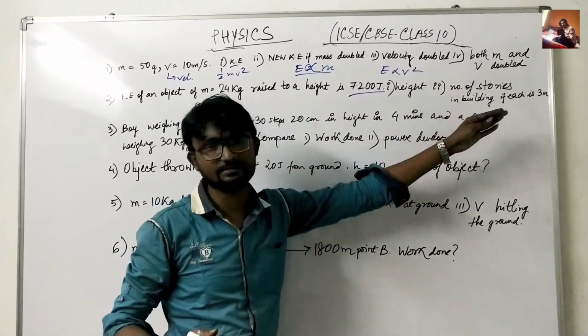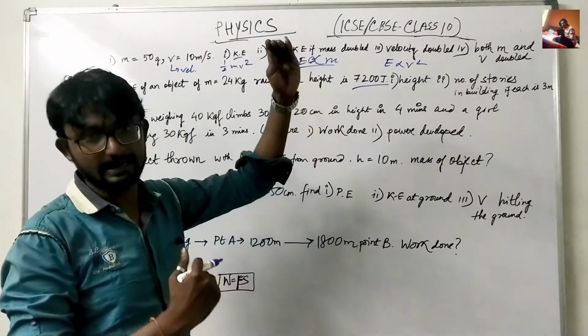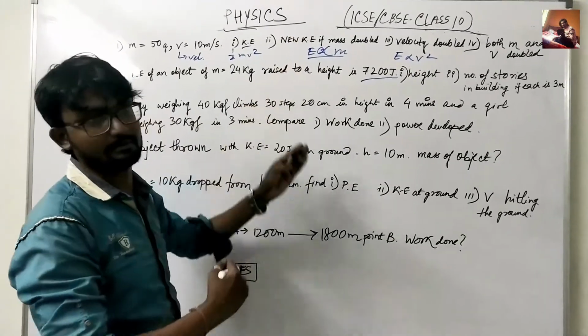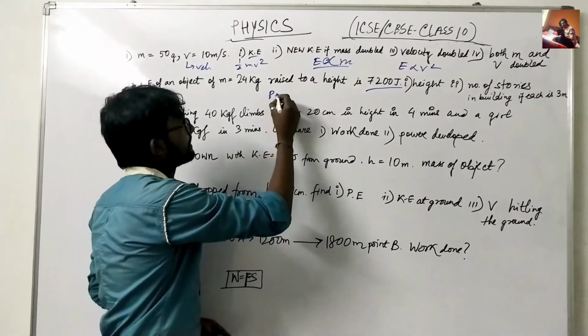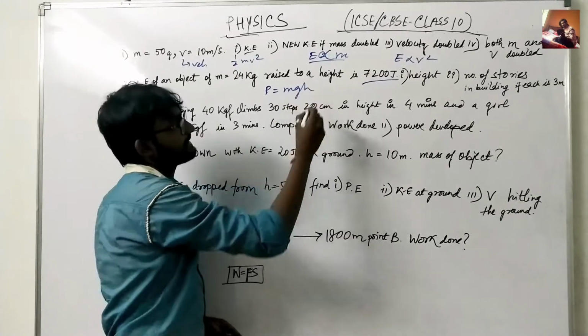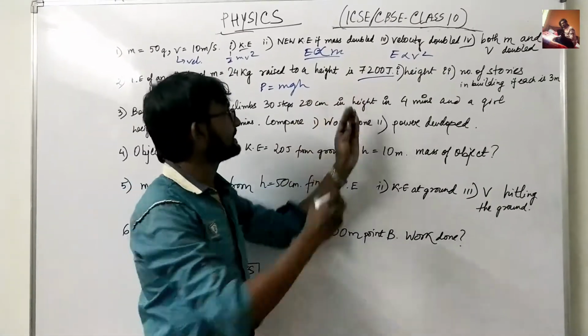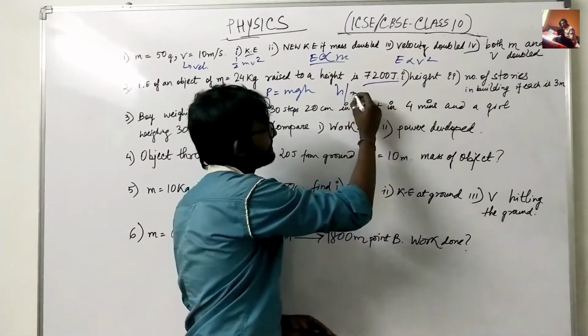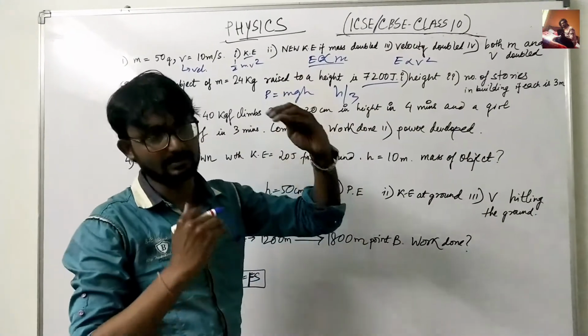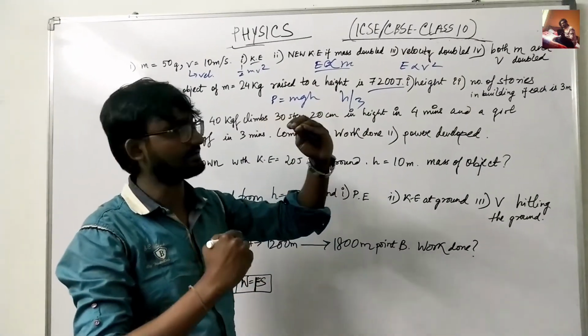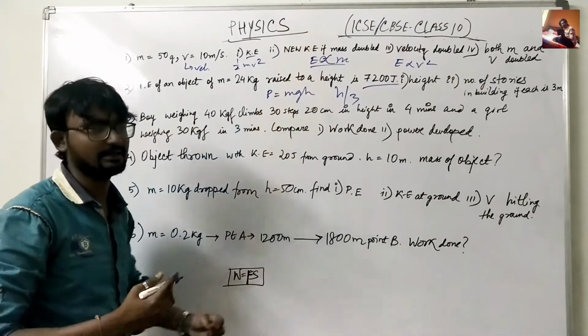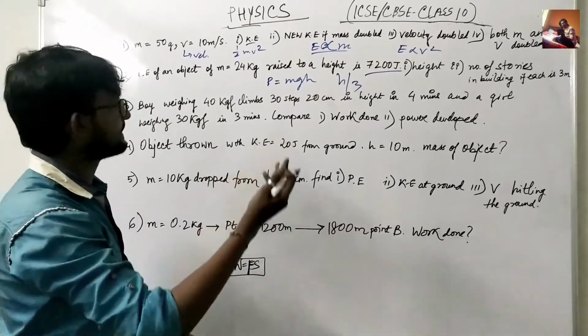If each floor is 3 meter, you need to find the height mainly through the formula P, potential energy, equal to mgh. So for height, you can divide h by 3. So you can get the number of floors, because if each floor is 3 meter, when you find the total height, it's easier for you to just divide it.